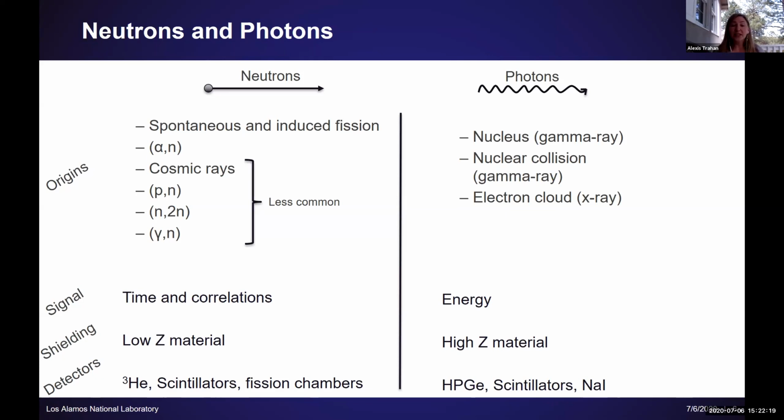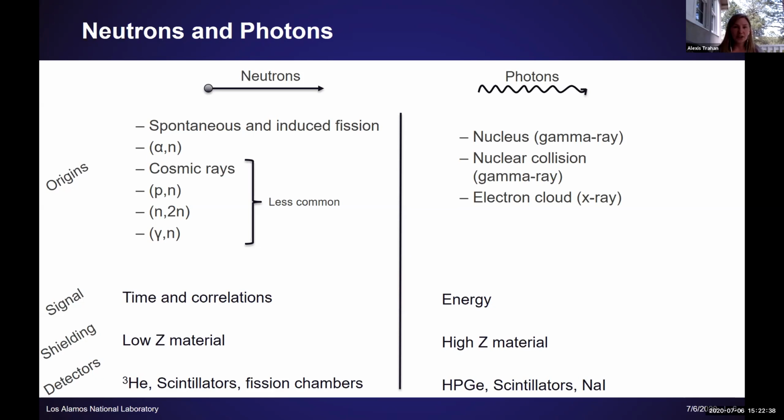Okay, on to shielding. As you probably know, there are different shielding materials that you're going to use for photons and neutrons. With neutrons, we use low Z material, such as high-density polyethylene or water. With photons, we're going to use high Z material, such as lead.